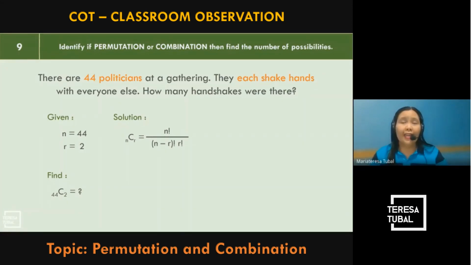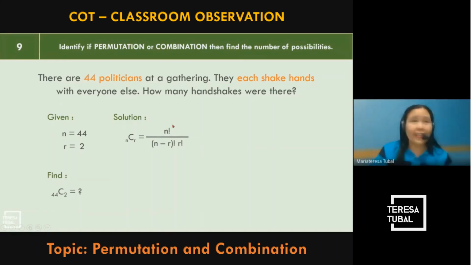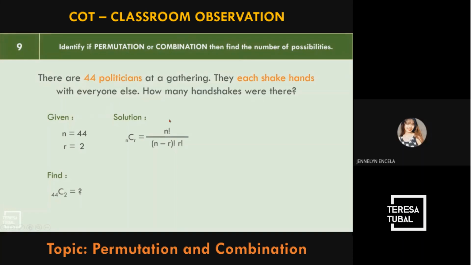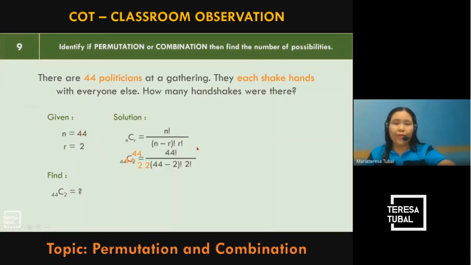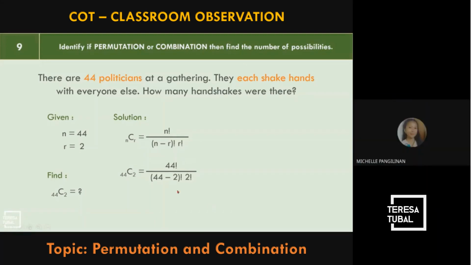Yes, Ancela? 44 factorial over 44 minus 2 factorial times 2 factorial. Okay, very good. So, ito yung sinabi ni Ancela. So, let us solve now. Pangilinan, can you solve this one? Michelle, 44 factorial over 42 factorial times 2 factorial.